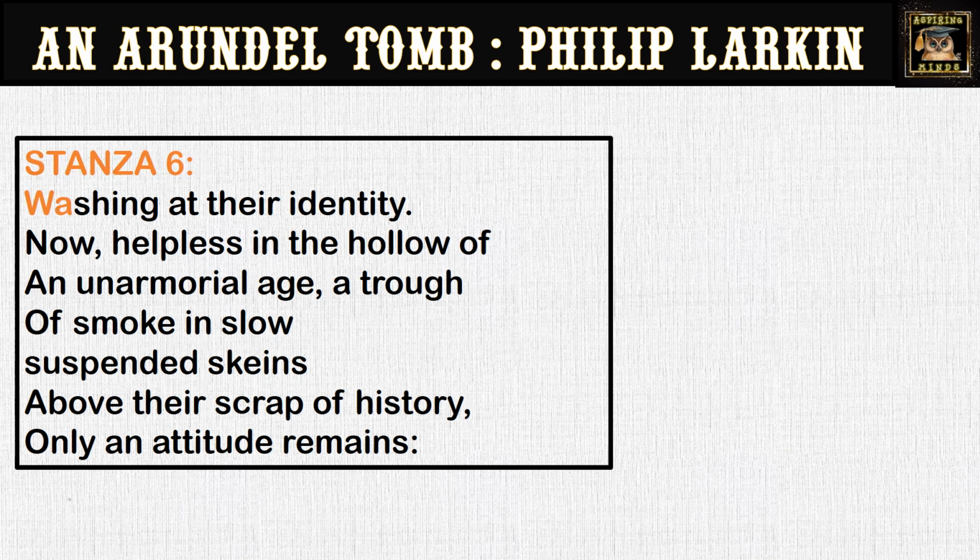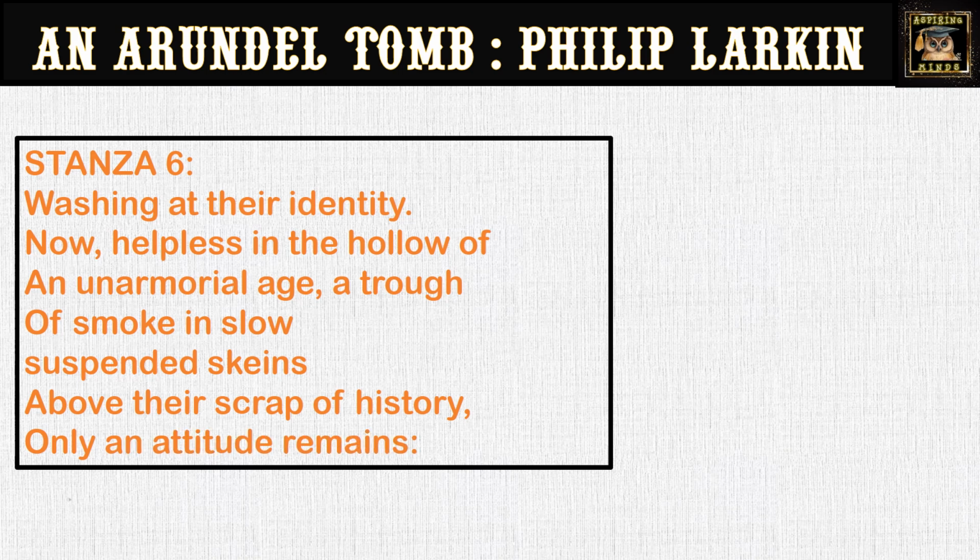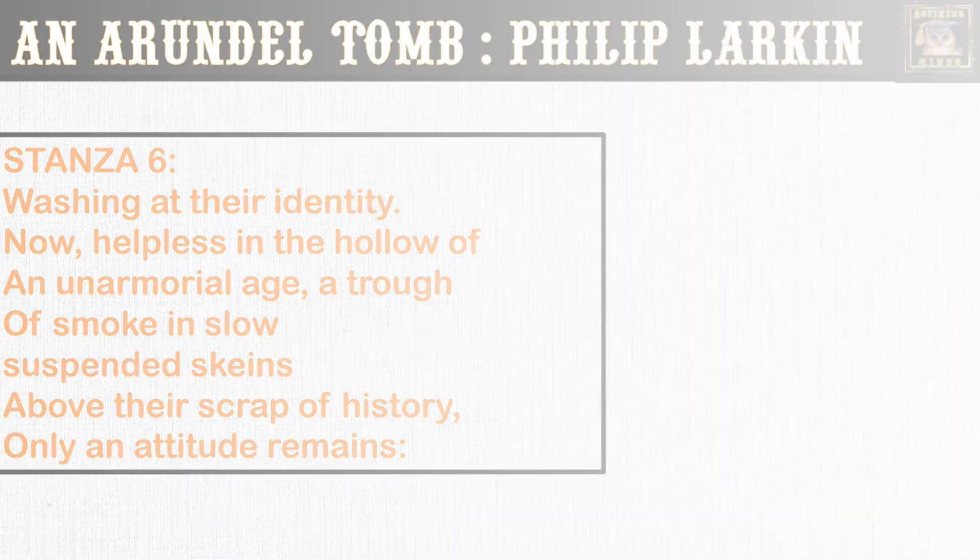Watching at their identity, that is, the continuous flow of people washes away the identity of the Earl and the Countess. In the present time, these sculpted figures are described as helpless in the hollow of an age which is devoid of heraldic symbols, that is, a trough filled with smoke suspended in slow, delicate threads hovering over their fragmentary history. Despite the erosion of identity, only a certain posture or attitude of the figures remains.